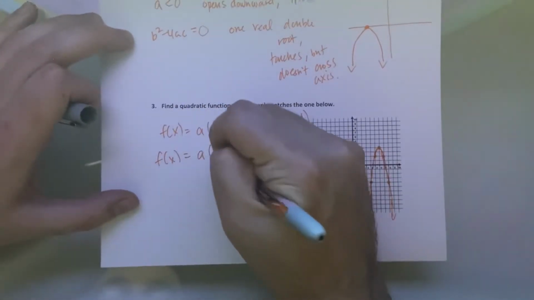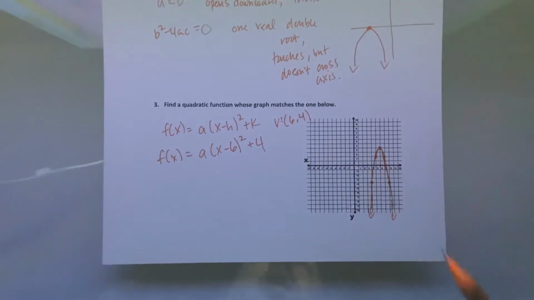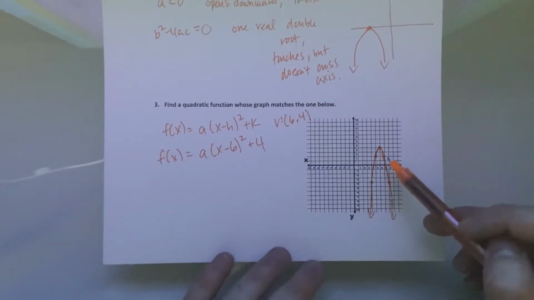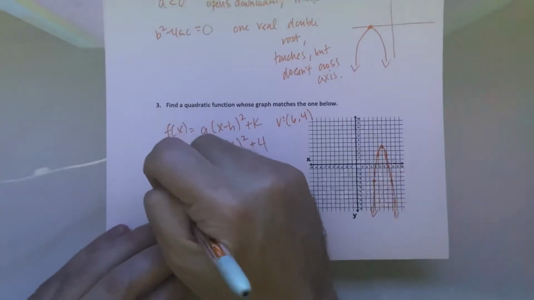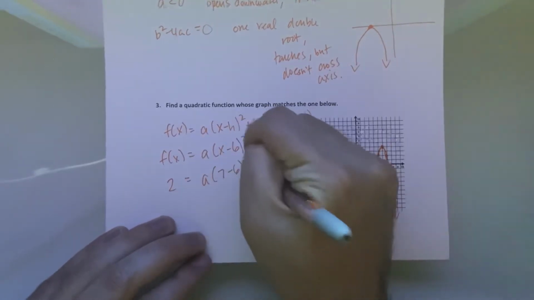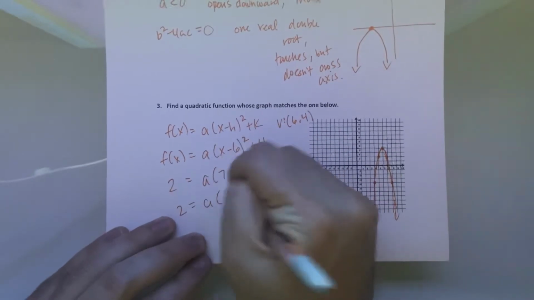So the only thing we actually don't know is a. All I have to do to find a is plug in one of the points that's not the vertex into the function. So I'm going to take this point (7, 2). So 2 equals a times (7 minus 6) squared plus 4. 2 equals a times, this is 1 squared, which is 1.